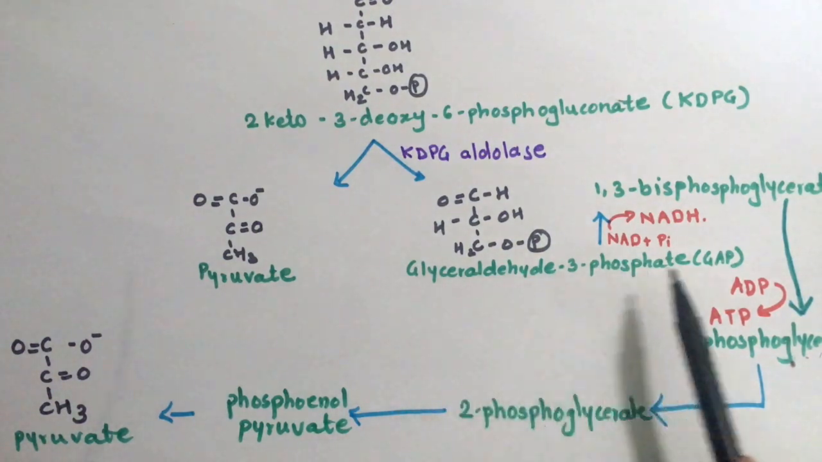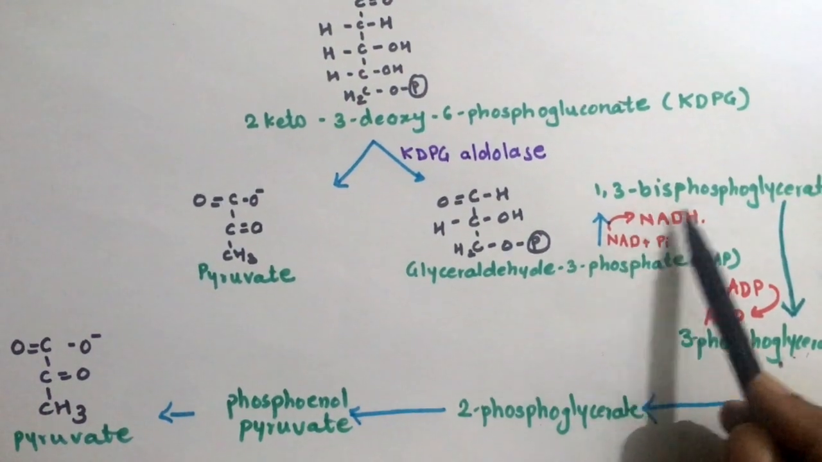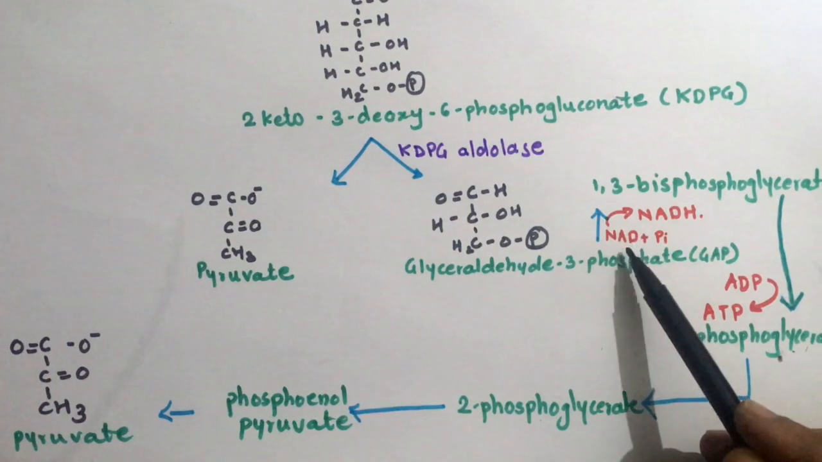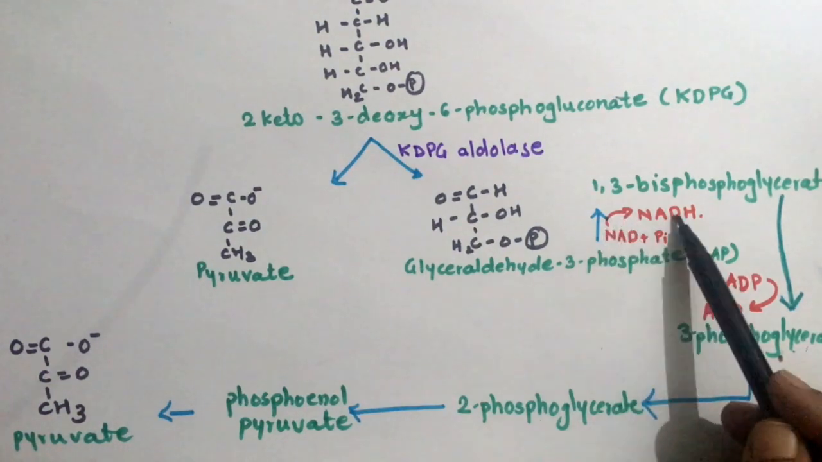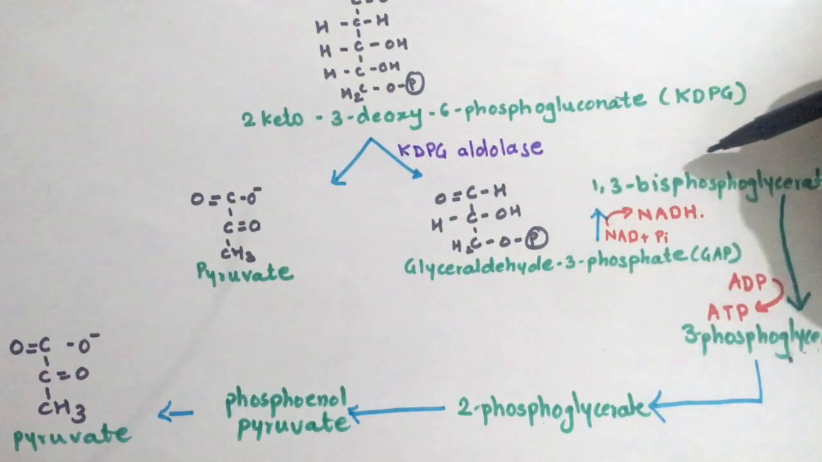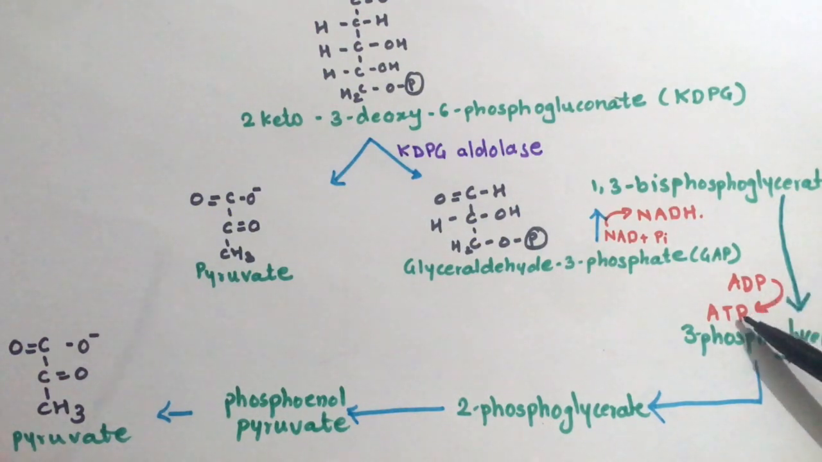So glyceraldehyde 3-phosphate, that is GAP, will now get converted to 1,3-bisphosphoglycerate. In this process, one phosphate is attached to this. NAD gets converted to NADH. In the next step, 1,3-bisphosphoglycerate will get converted to 3-phosphoglycerate. In this process, one ATP molecule will be generated.